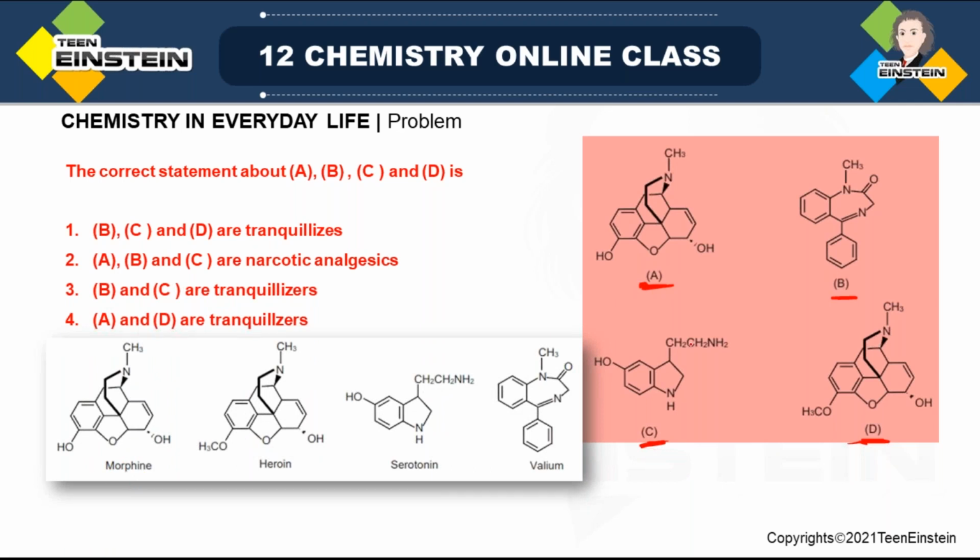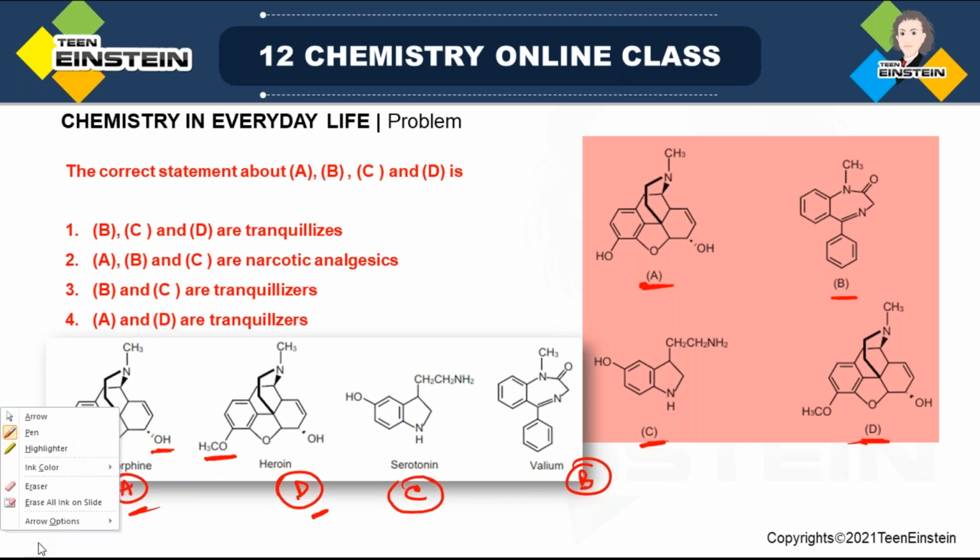So morphine is basically A. This is morphine, the first structure, right? Now morphine and heroin are under the same category. Remember, the only difference is OH, but now one of the OH is OMe. So this is actually heroin, so this is actually D. Then serotonin, which is C, and Valium, which is B. Now these two are under analgesic, right?